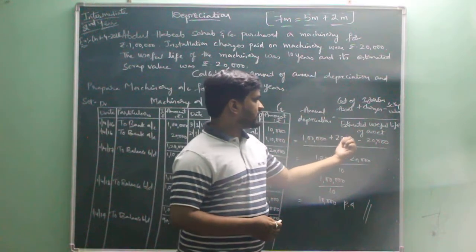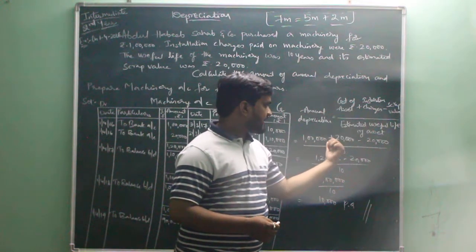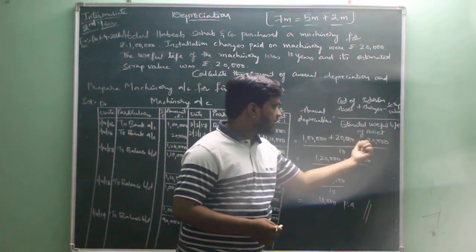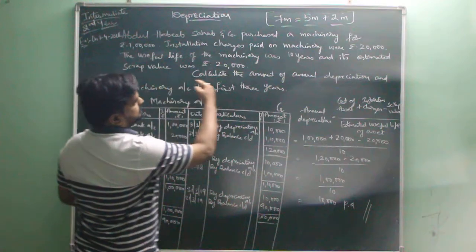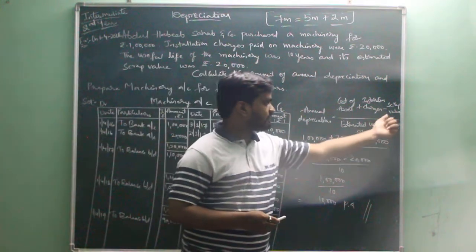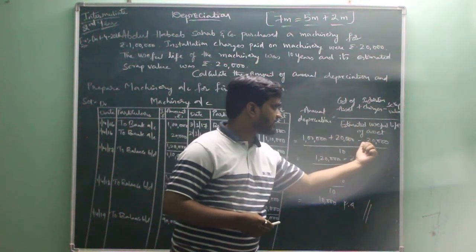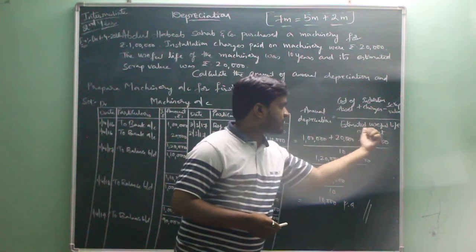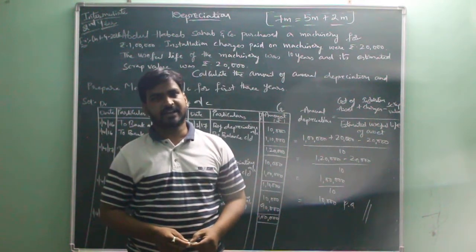So substituting 20,000 as installation charges, cost of the asset 1 lakh plus installation charges 20,000 minus scrap value. What is the scrap value? Its estimated scrap value was rupees 20,000. So substituting 20,000 as scrap value, 1 lakh rupees cost of the asset plus 20,000 installation charges minus 20,000 scrap value divided by estimated useful life of the asset. The estimated useful life of the asset is given as 10 years.